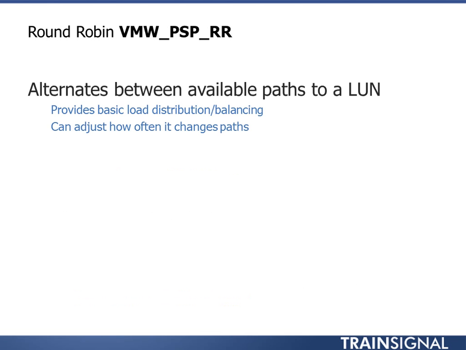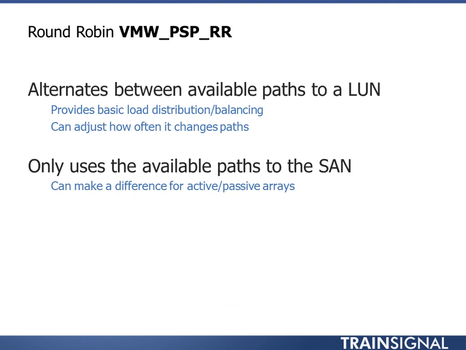Then you have round robin. It alternates between available paths to a LUN, provides basic load distribution and balancing. You can adjust how often it changes paths, basically how many IOs it sends down one before it sends down the other. It only uses the available paths to the SAN. So, I mean, this can make a difference for active-passive arrays, dictating how it defines what is an active path and available path. So it may not be as usable for active-passive as you might think.